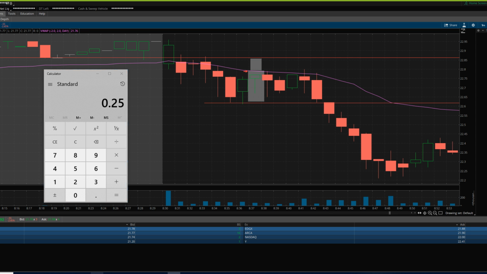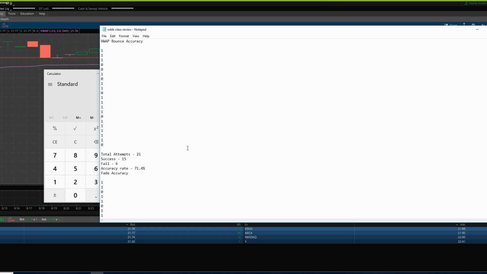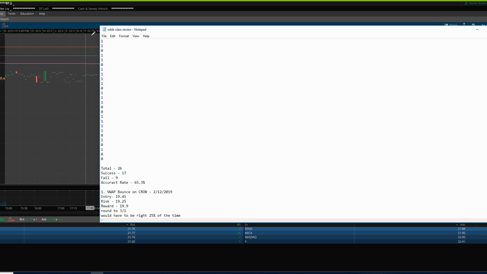And if I pull out my notes here, here are my notes from back testing the VWAP bounce and the VWAP fade. Again, the accuracy rate on the VWAP fade was 65.3%. That's much higher than 25%. If we're back testing this, we're essentially just looking for fades. I can really only see one on this particular day. You can see the fade here never hits the risk, so we give it a 1 for a success and move on to the next day.